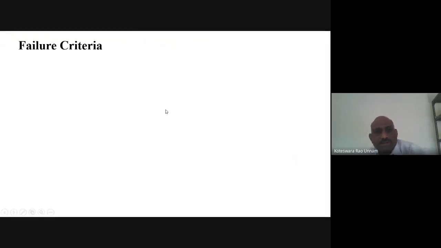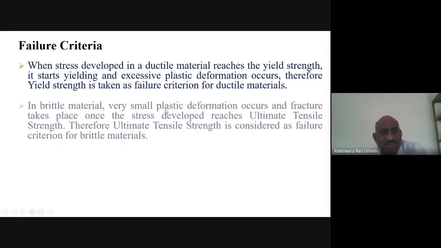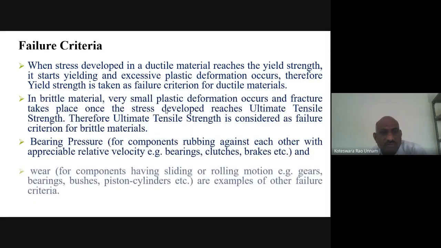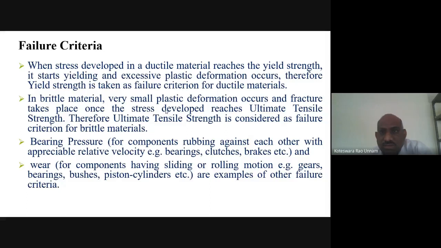Okay, so in the previous class we discussed the failure criteria. What are the different ways of failure? We discussed that one kind of failure is excessive deflections or deformations, so we can treat that as a failure. In some materials, we take yield strength as the failure criterion. In the case of brittle materials, we take the ultimate strength as the failure criterion.